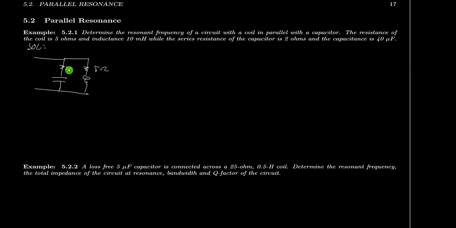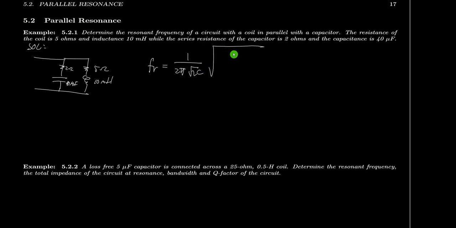That's 2 ohms for the capacitor. The capacitance of the capacitor is 40 microfarad. And for the inductance, that is 10 millihenry. So what do we want to determine? We want to determine the resonant frequency. And we already derived the formula for this type of circuit. So remember last discussion, it's a parallel combination of two non-ideal capacitor and inductor. And the formula was 1 over 2 pi the square root of LC.